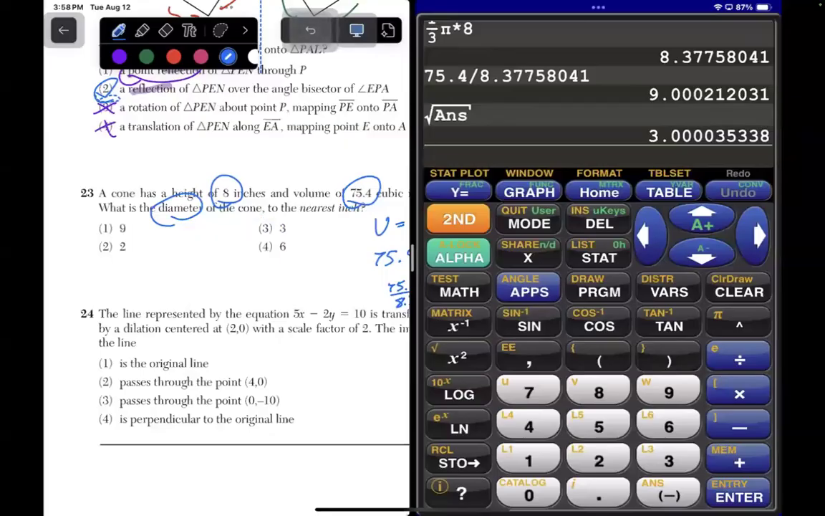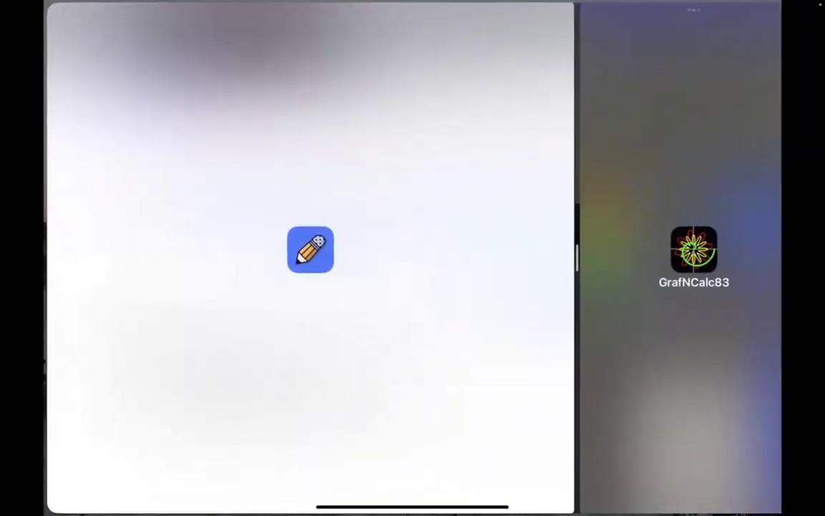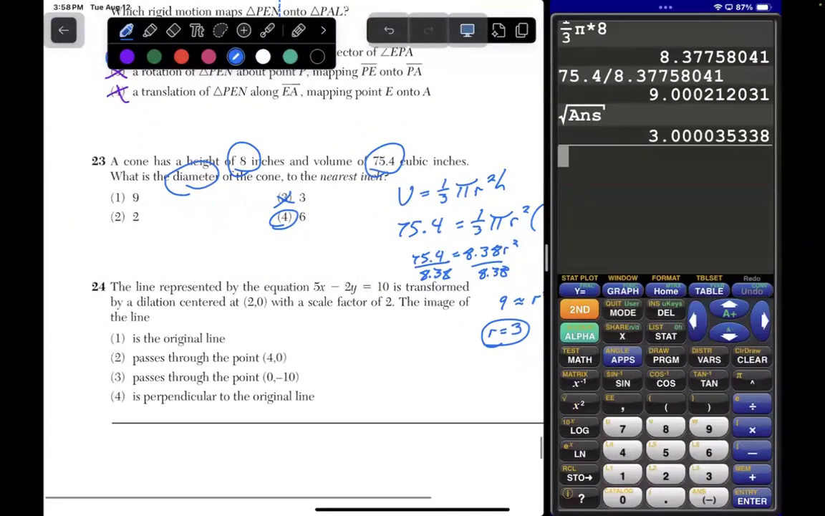No, they're trying to trick you. It's the diameter. You want 6. Be careful. They always do that at the end, because they know you're going to be more tired and make more mistakes. So be careful, read the questions carefully.